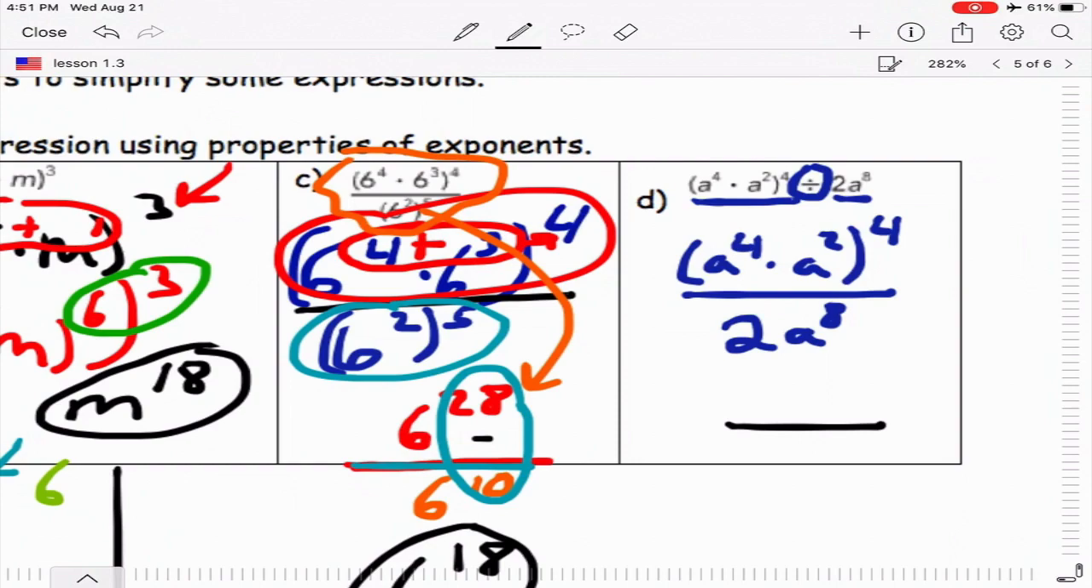First, let's focus on the numerator. You're multiplying the same bases. Therefore, you add the exponents. And 4 plus 2 is 6. Then you have an exponent on top of an exponent, so you're going to multiply. And 6 times 4 is 24. So you're going to get a, right? Leave your base alone, a to the 24th power. Now on the bottom, you can't do anything with it actually. So it's just 2a to the 8th.